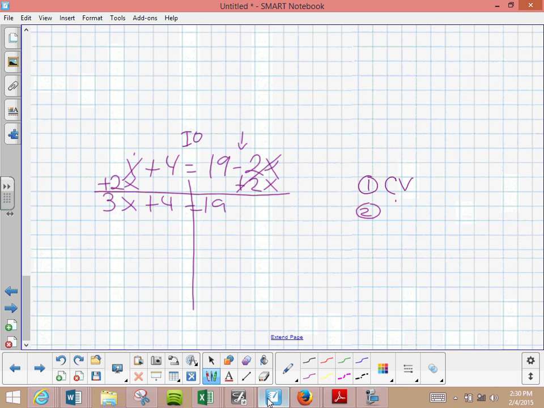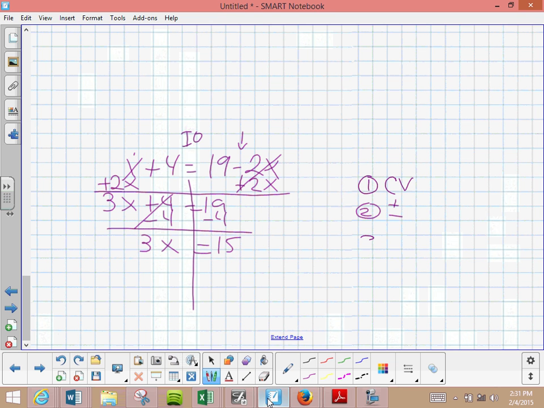Second step is to add or subtract. What is it doing? It's adding 4. What do I do? Subtract 4. That goes away. 3x equals 15, right? 19 minus 4 is 15.